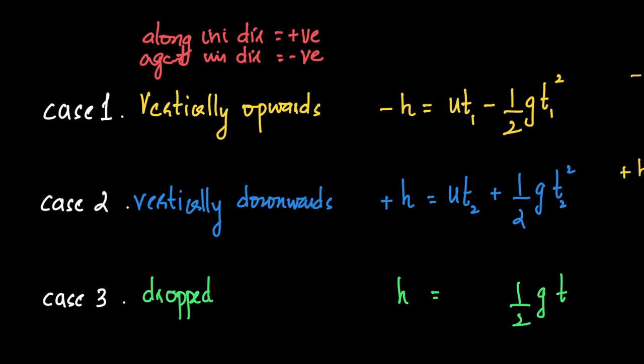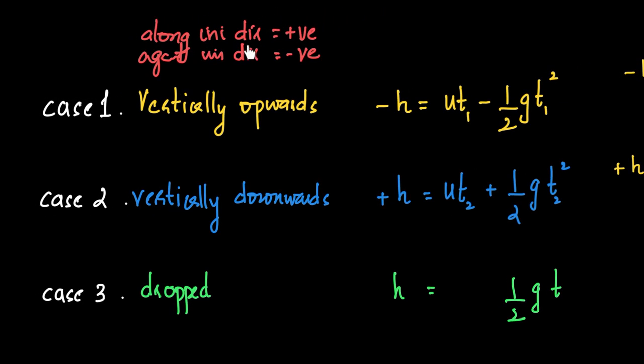So now we have got three equations. The sign convention: along the initial direction positive, against the initial direction negative. Case 1, vertically upwards: minus h is equal to u t1 minus half g t1 square. Same sign convention. Mind you, if you choose case 2 with a different sign convention than case 1, there is a probability of error. In fact, it would give you a wrong answer. So always make sure that you choose one sign convention for all three cases in a given question. Case 2: plus h is equal to u t2 plus half g t2 square, and case 3: h is equal to half g t square. My bad.